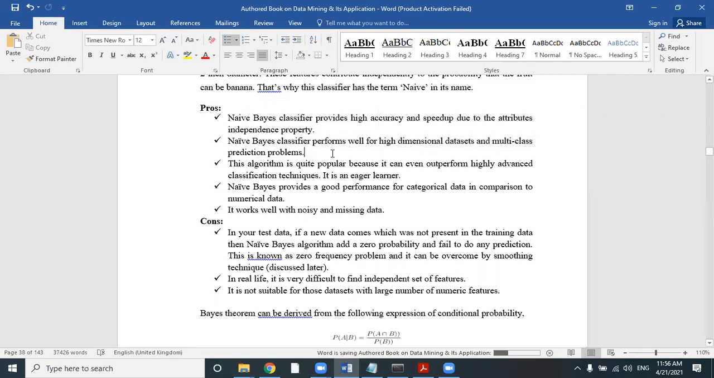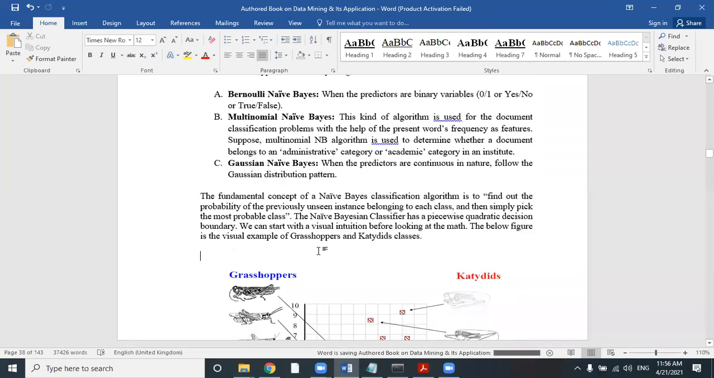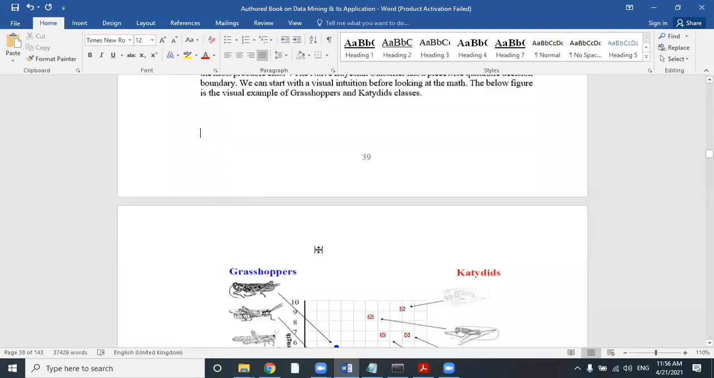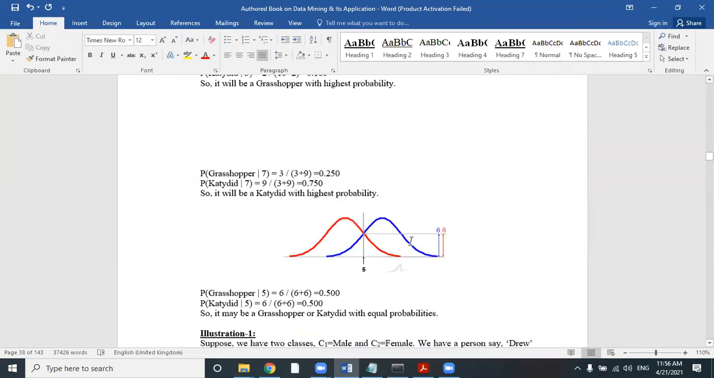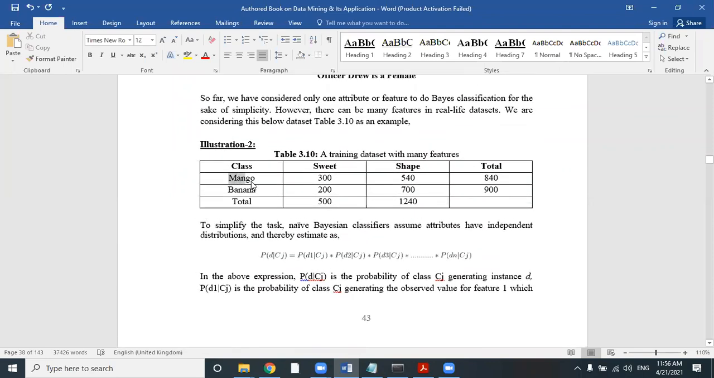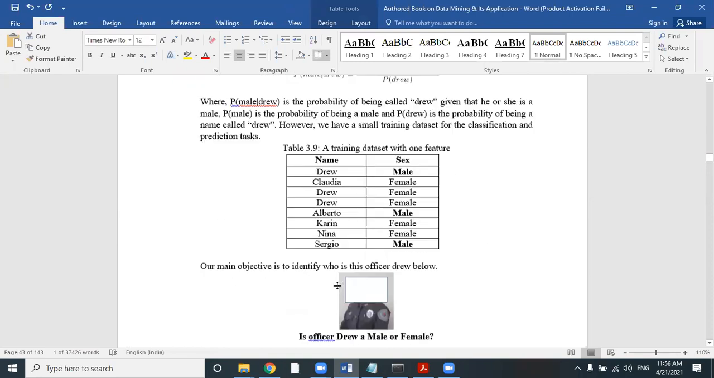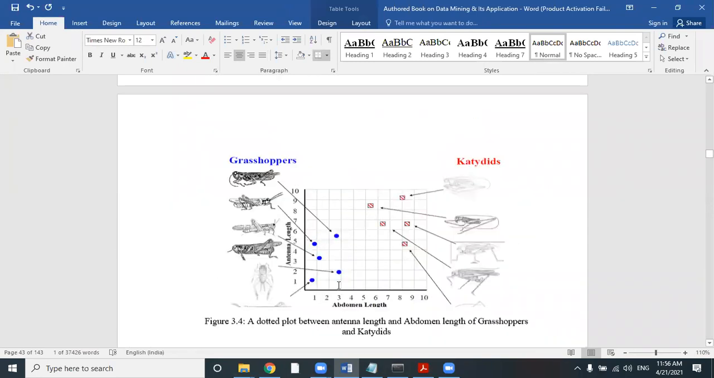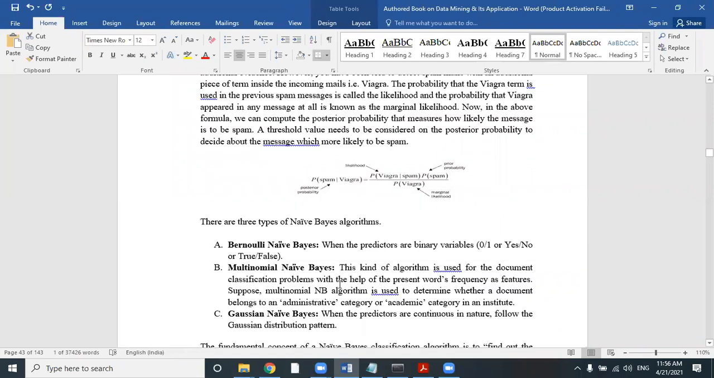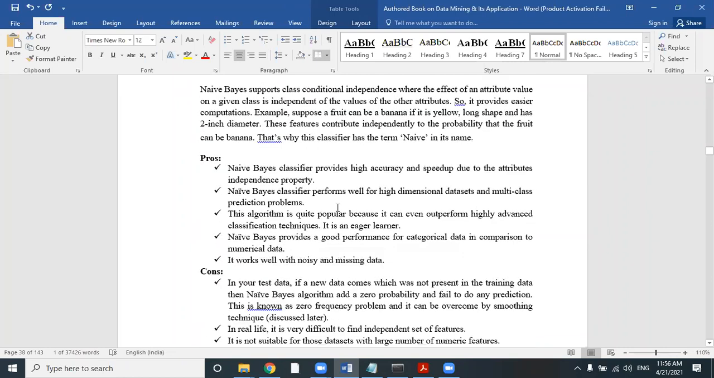I just showed you multi-class. What is multi-class? Banana and mango, these two are the multi-class prediction problem, more than one class. Whether Drew is male or female is also a multi-class prediction problem, right? So it works well for the multi-class prediction problem, and the naive Bayes classifier performs well for high dimensional data sets.